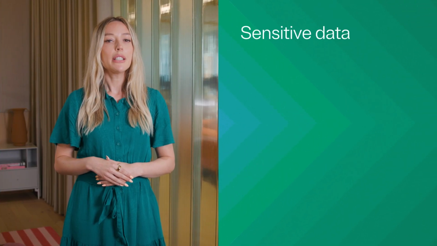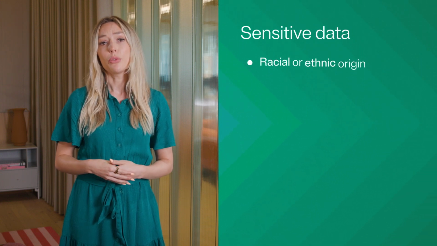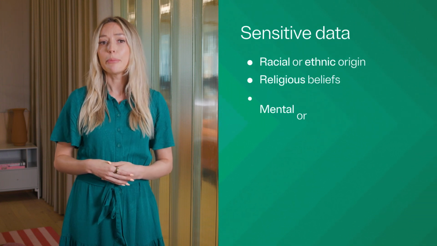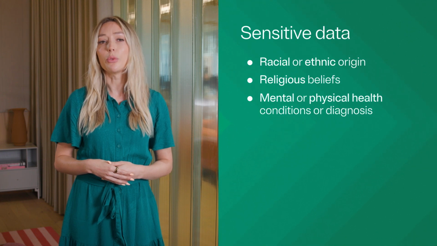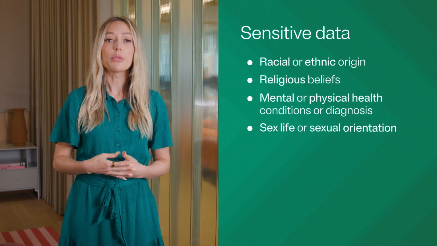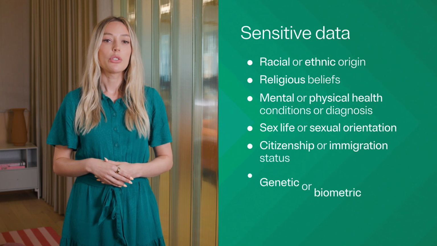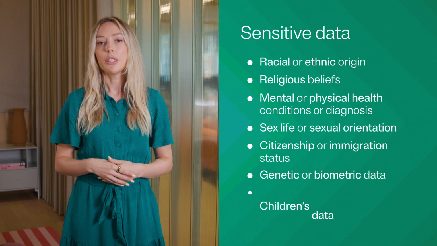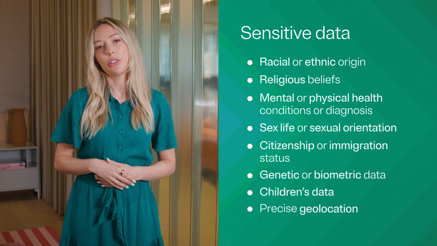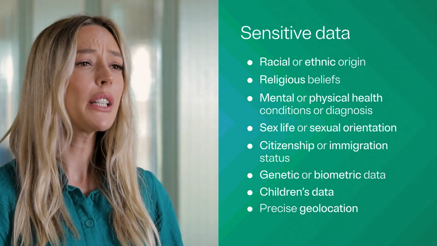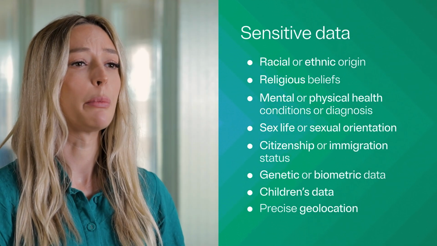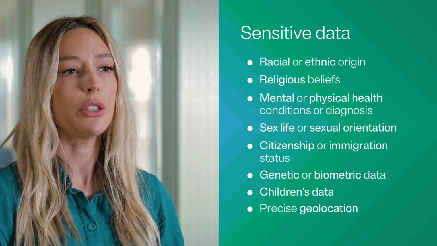Speaking of sensitive data, the MCDPA defines it as information revealing racial or ethnic origin, religious beliefs, mental or physical health conditions or diagnosis, sex life or sexual orientation, citizenship or immigration status, genetic or biometric data, children's data, and precise geolocation. An organisation must conduct a risk assessment prior to processing these types of information.